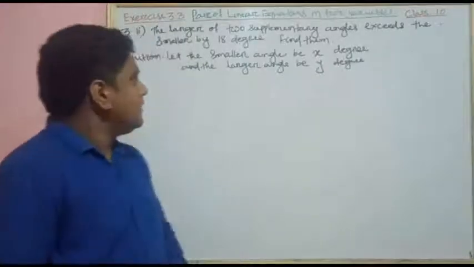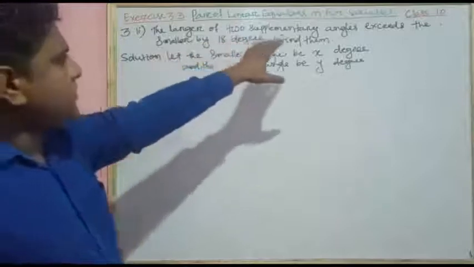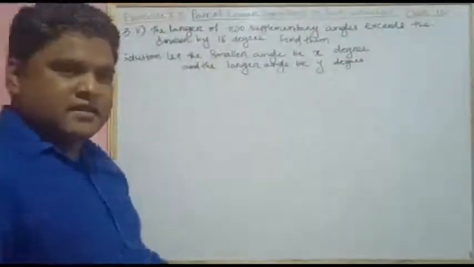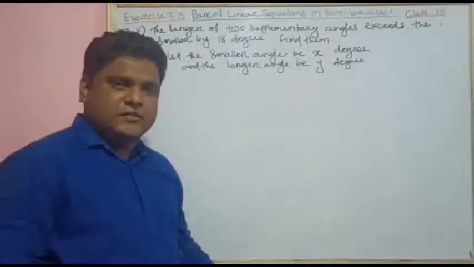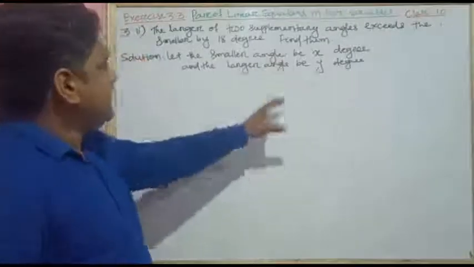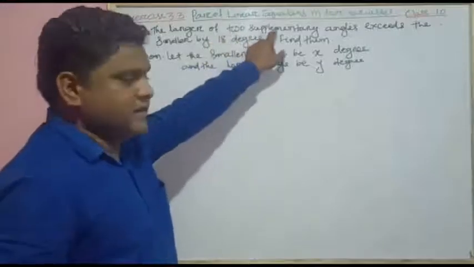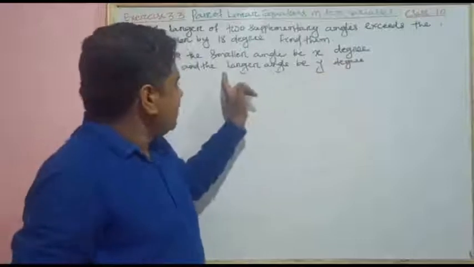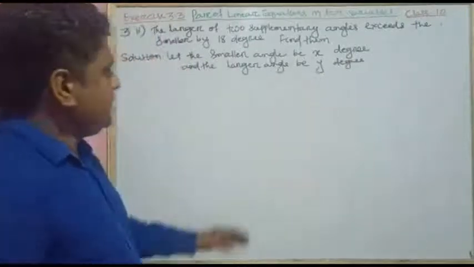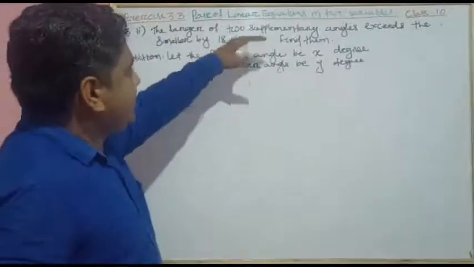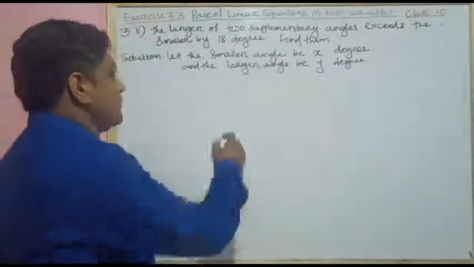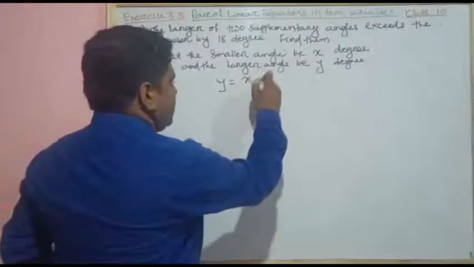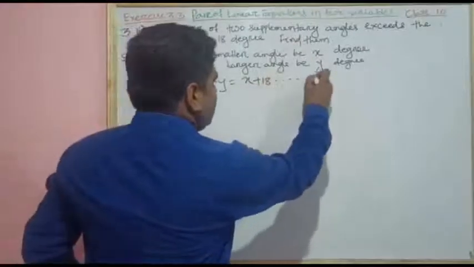Second bit is, the larger of two supplementary angles exceeds the smaller by 18 degree. Means the larger angle is 18 degree more than the smaller angle. Find them. And both the angles are supplementary. So let the smaller angle be x degree and the larger angle be y degree. The larger one is 18 degree more than the smaller. So we can write y equal to x plus 18. Let it be equation 1.